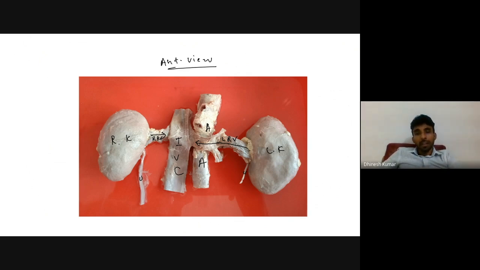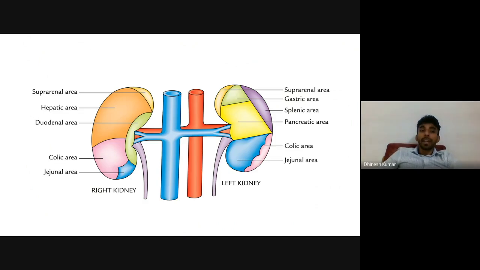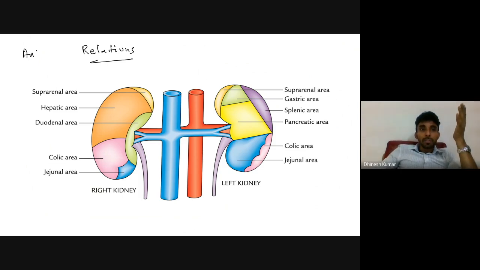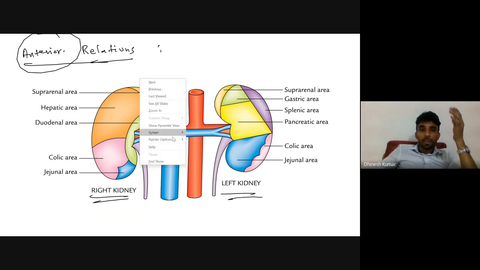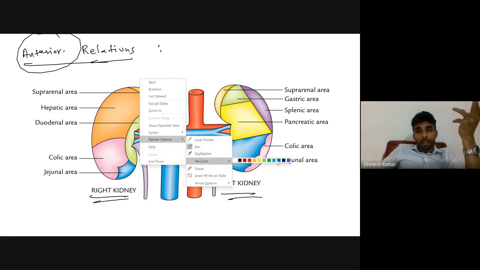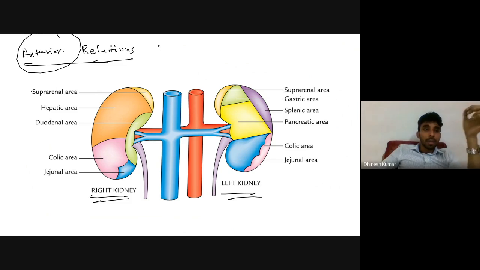Okay, fine. So now coming to another possible sub-question for the kidneys, relations of the given organ. So for that you have to identify whether it is right kidney or left kidney. Okay, so this diagram shows the anterior relations of right kidney and the left kidney. So just remember the names of the relations. Okay, the 2 main anterior relations of right kidney will be H and D, hepatic area, duodenal area.